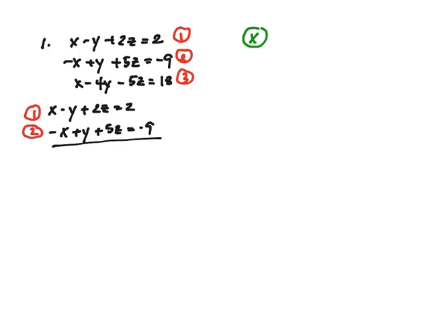So I have 7z equals -7. Divide both sides by 7. So z equals -1. Okay, so you can treat this like a fourth equation because it's actually an equation. It just has the x and the y variable missing. Okay, let's do 2 and 3 now.